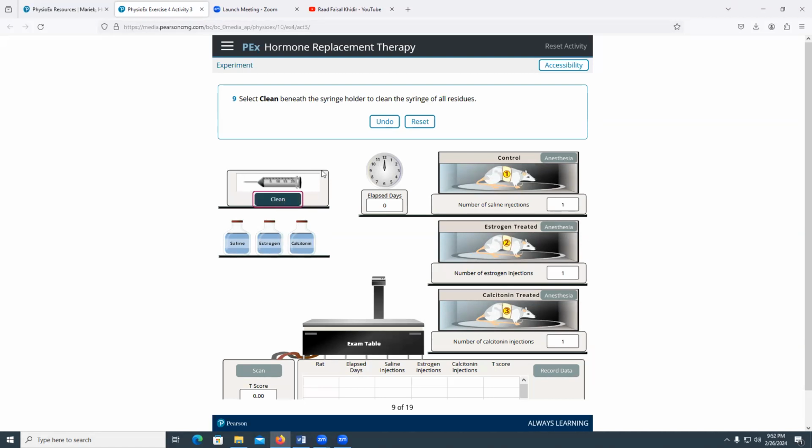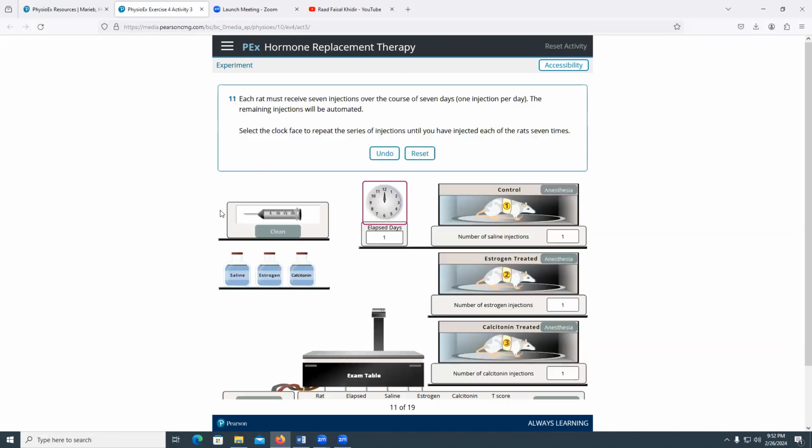Now every single day, every 24 hours, we need to inject the rats. So set the clock phase to advance 24 hours. So that's the next day. Let's do the same thing again. Each rat must receive 7 injections over the course of the 7 days. So the saline rat will have 7 injections of saline, 1 each day. The same day, the estrogen treated rat will have 1 milliliter of estrogen, and the calcitonin rat will have 1 milliliter of calcitonin.